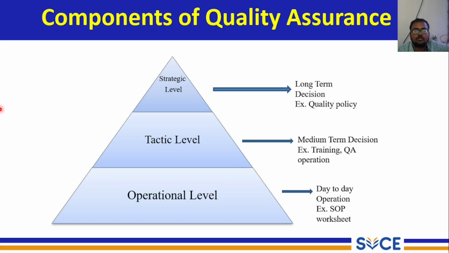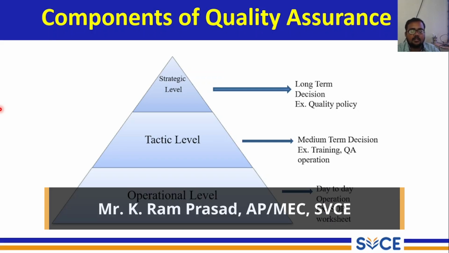What are the components of quality assurance? You can categorize them into three levels: strategic level, tactical level, and operational level. The strategic level is more of long-term decision making, like it has to be incorporated as a quality policy from the organization. As far as the tactical level is concerned, it is medium-term decision making, where you deploy a few persons for training the individuals, or you put them under a training module. And the operational level is the major part, where day-to-day operations come into play.